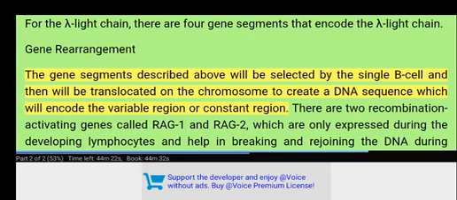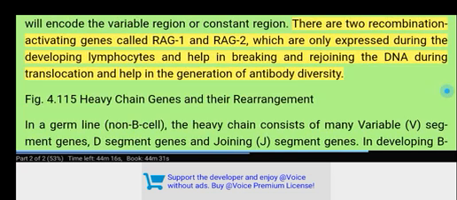Gene rearrangement. The gene segments described above will be selected by the single B cell and then will be translocated on the chromosome to create a DNA sequence which will encode the variable region or constant region. There are 2 recombination activating genes called RAG1 and RAG2, which are only expressed in developing lymphocytes and help in breaking and rejoining the DNA during translocation and help in the generation of antibody diversity.